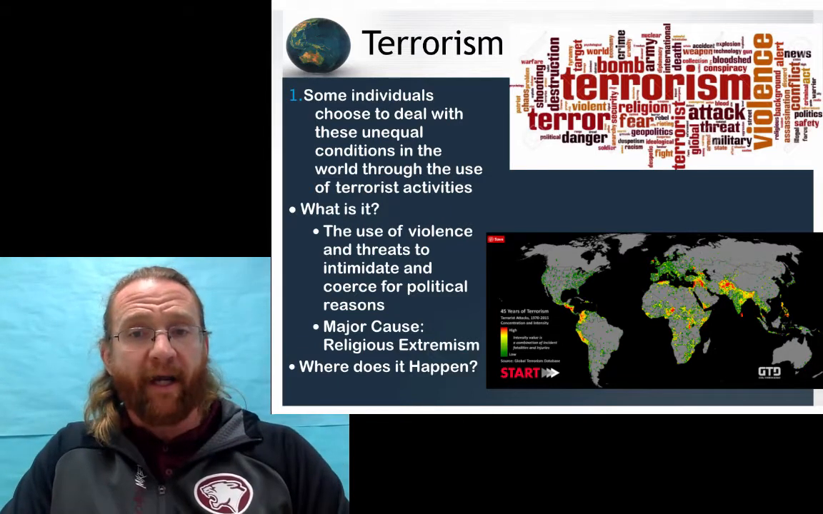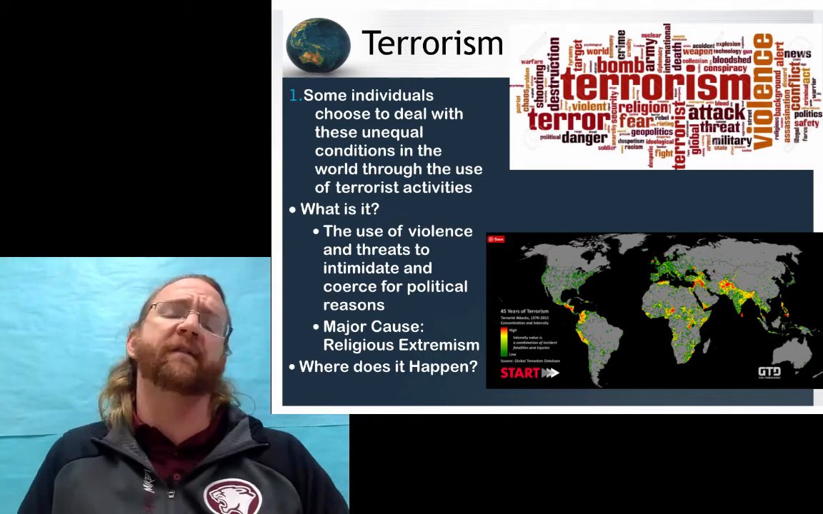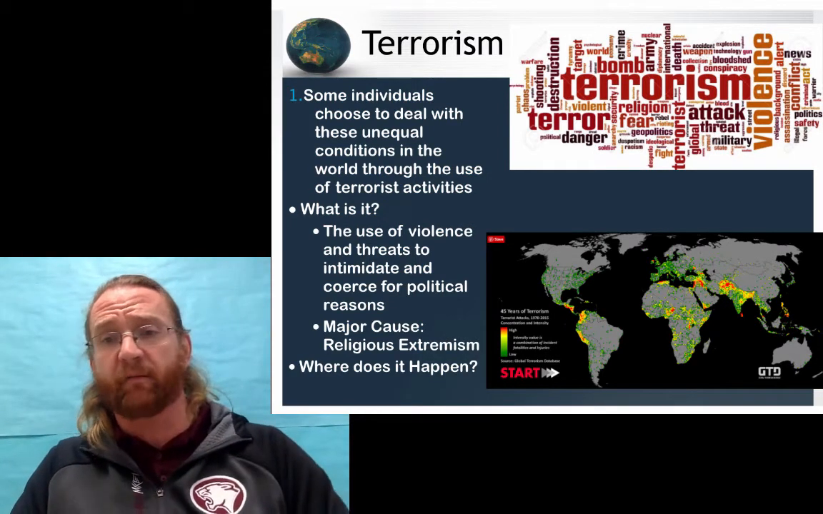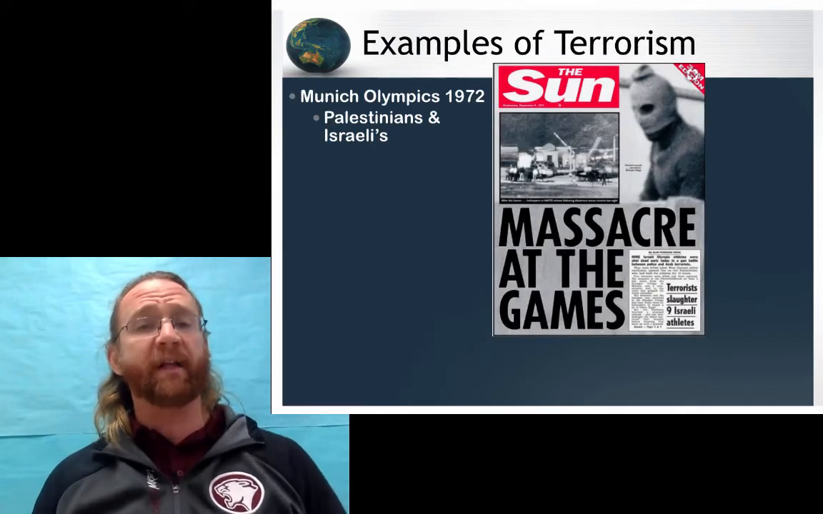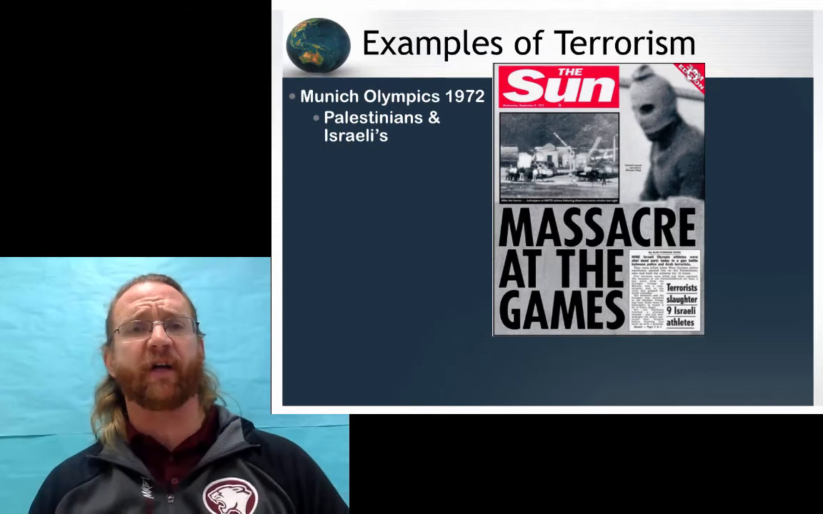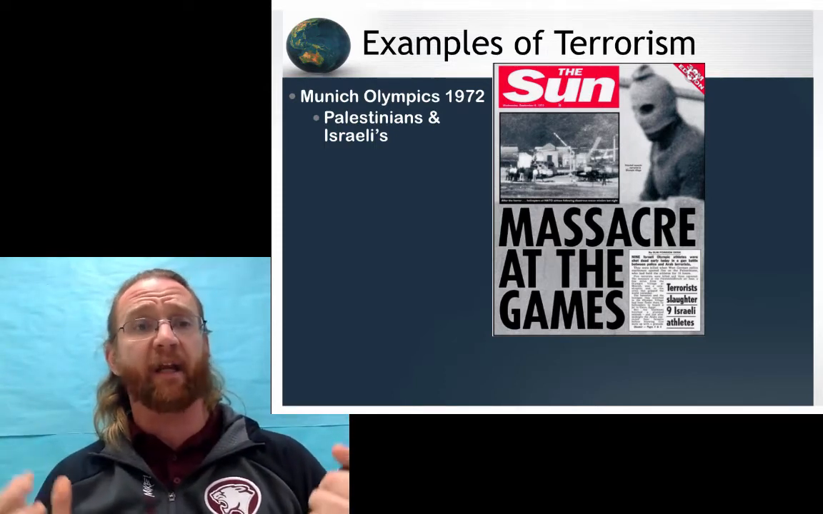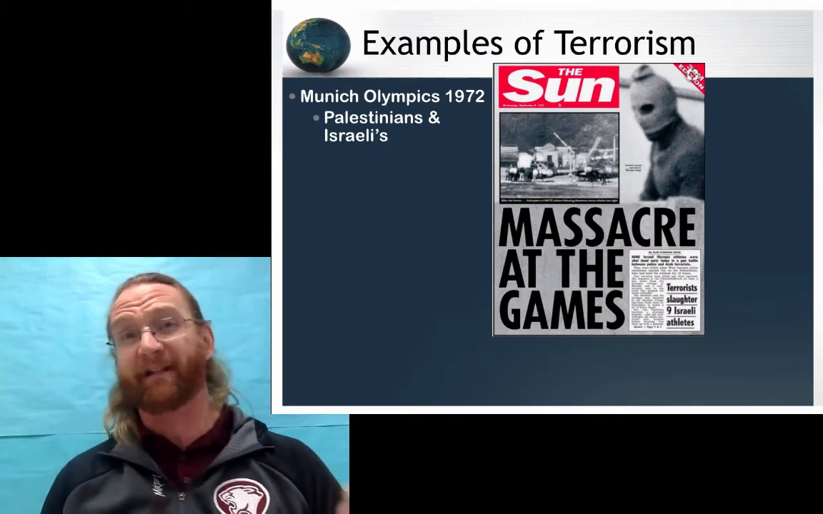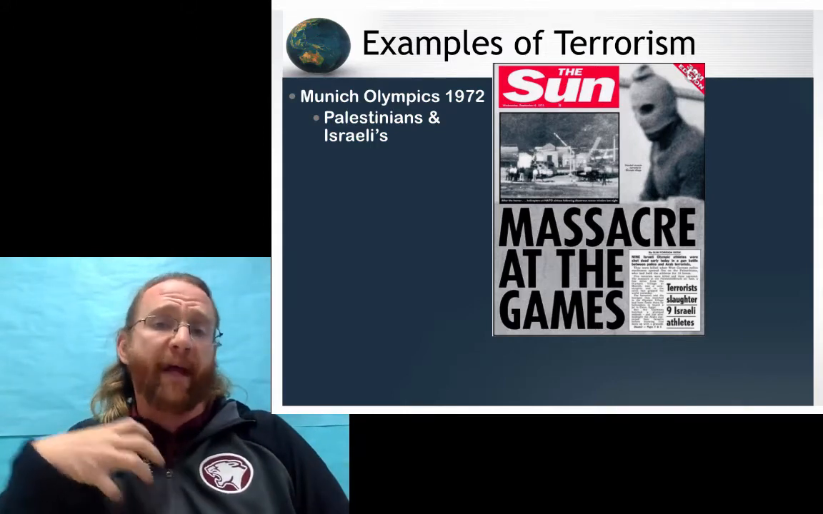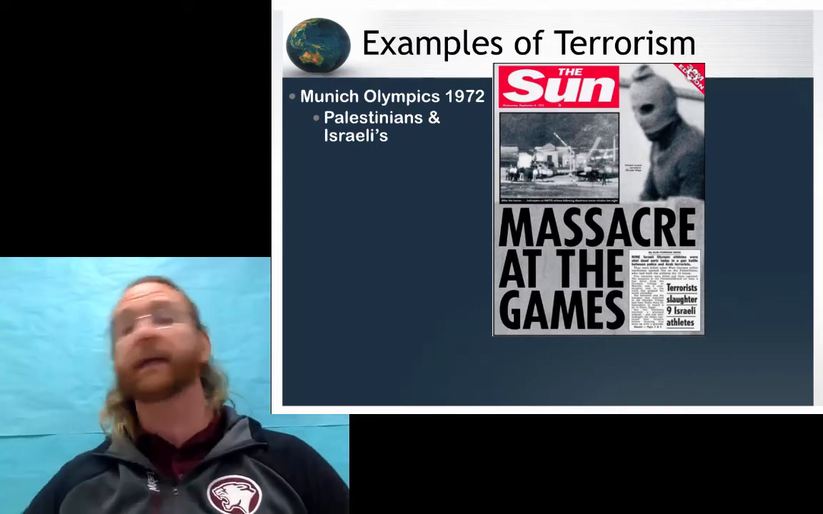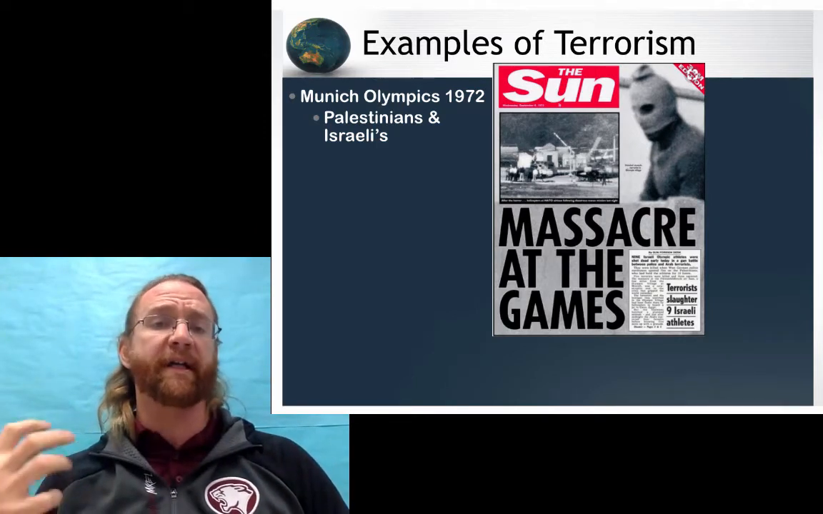You do see a little bit right here in Ireland, and that is because of the differences between the Protestants and the Catholics, and we've talked about that conflict already. So what are some examples of terrorism? One example of religious extremism is the Munich Olympics in 1972. Palestinian terrorists took Israeli Olympic athletes hostage and killed them at the Summer Olympic Games. They held them hostage because Palestinians, again, we've talked about this conflict repeatedly, wanted to be recognized as a state and wanted their own nation.